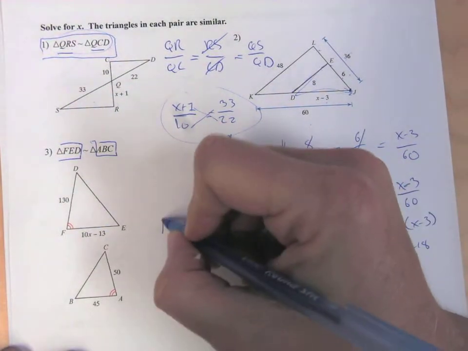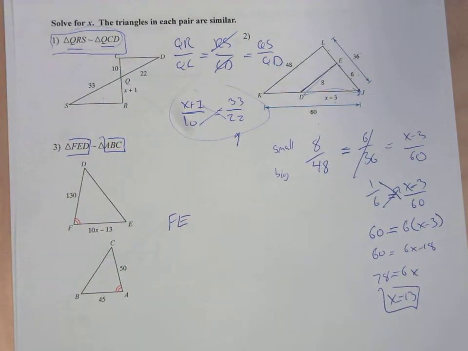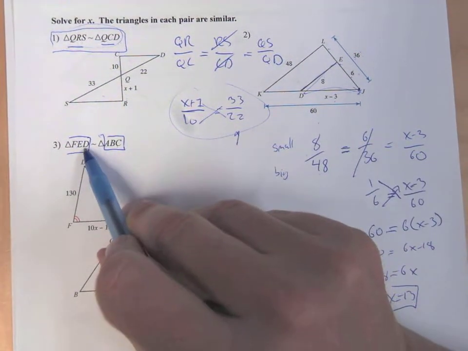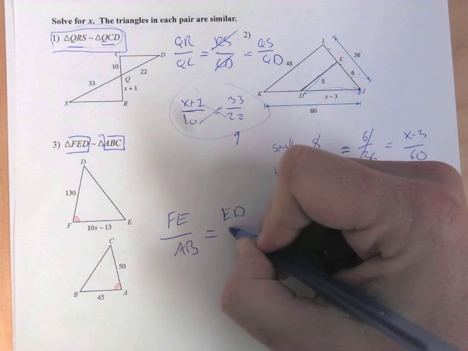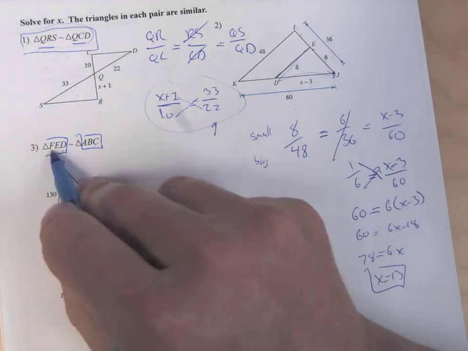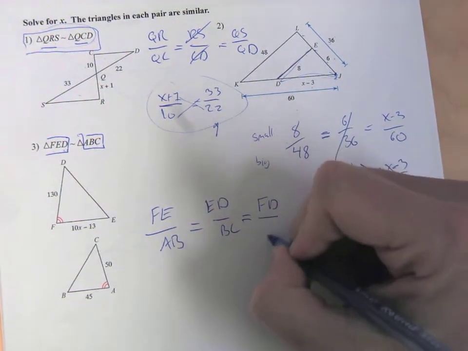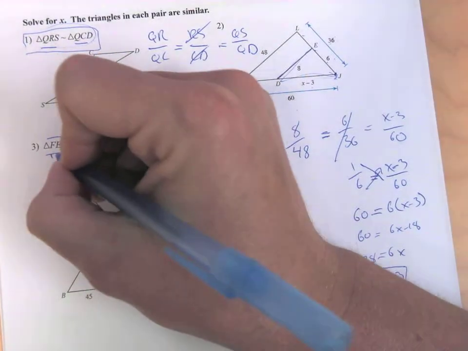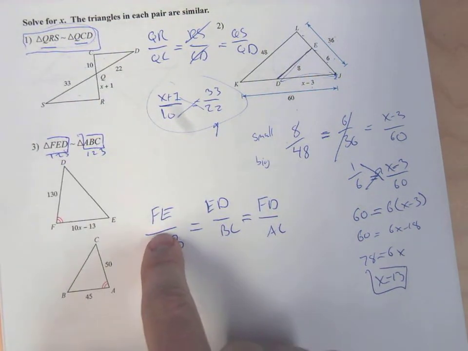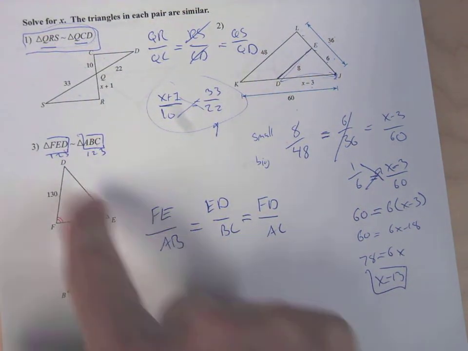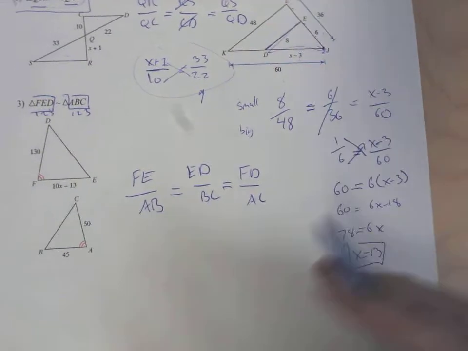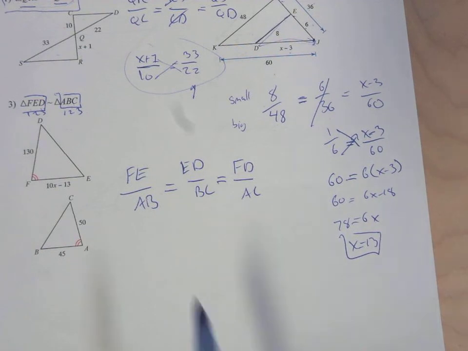So FE is going to correspond to AB, right? So I'm going to put FE over AB. ED is going to correspond to BC, so I'm going to put ED over BC. And then FD, the third side, is going to correspond to AC. What I'm using is the position of the letters. If 1 to 2 is FE, that has to match 1 to 2 for the other triangle. 2 to 3, ED, has to match 2 to 3 from the other triangle. So this is my proportion. Now, again, I don't have to use all 3 of these.